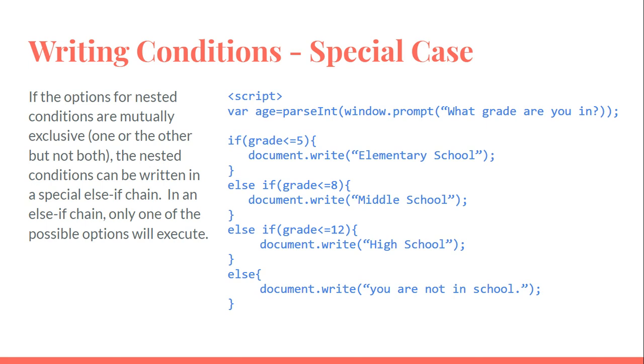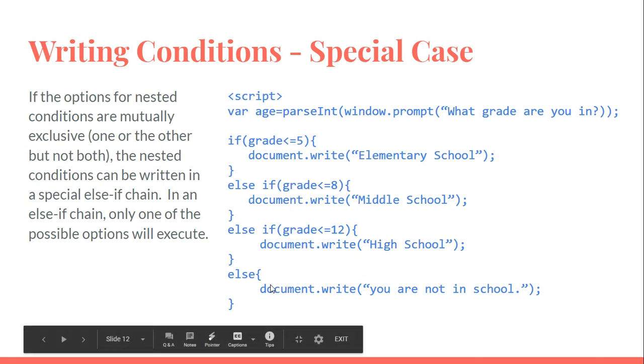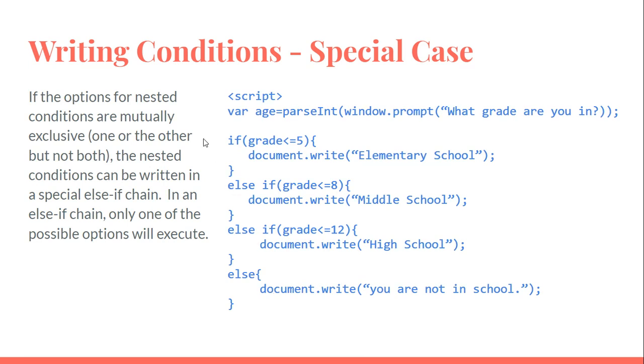So we can write that using an else if chain. And when we write an else if chain, only one of the possible paths will execute. So I have four possible paths here. I've got grade less than or equal to 5, grade less than or equal to 8, grade less than or equal to 12, and everything else. We're going to take a look at how this works.